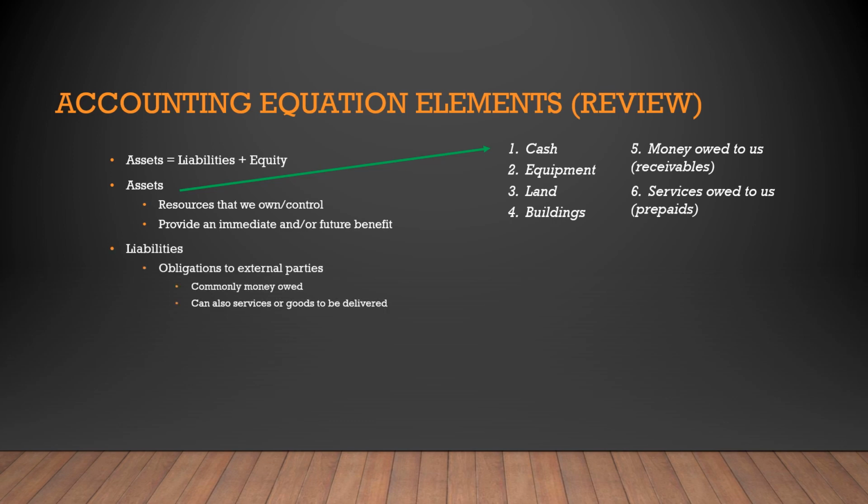Liabilities are the business's obligations to third parties. Usually this is money owed, like an account payable, but it can also be a service or good owed for an advanced payment. We'll discuss these types of liabilities in a future video. For now, just know that we record money we must pay in the future with accounts payable.